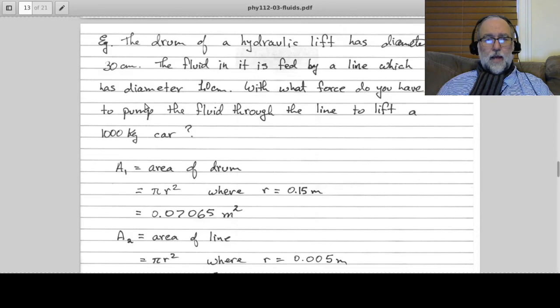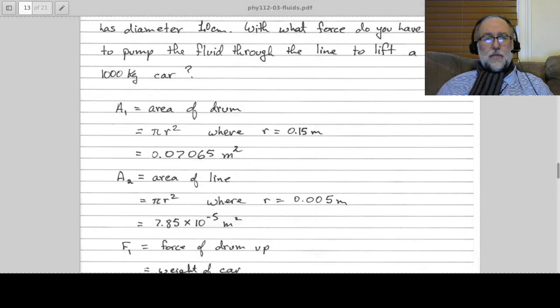Okay, so in this problem, the formula for Pascal's principle is pretty easy, but the only difficulty here is how you get those cross-sectional areas. And if it's a drum, the cross-sectional area is the area of a circle, okay? I don't know if I've given you this formula, but you need to know it. The area of the drum is basically the area of a circle, and the area of a circle is given by the formula pi r squared, where r is the radius, okay?